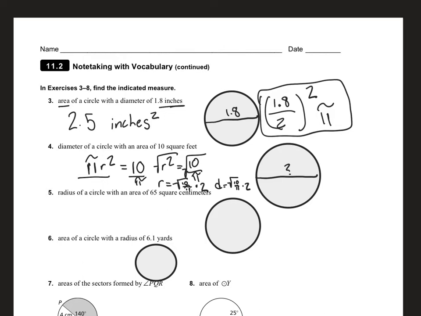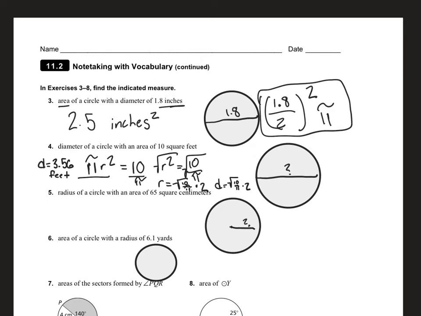So this would be diameter equals 3.56 feet. Okay, the radius of a circle with an area of 65 square centimeters. So virtually you're doing the same thing as number 4, but this time you're not going to multiply by 2 because we're trying to find the radius. So our radius is our question mark.